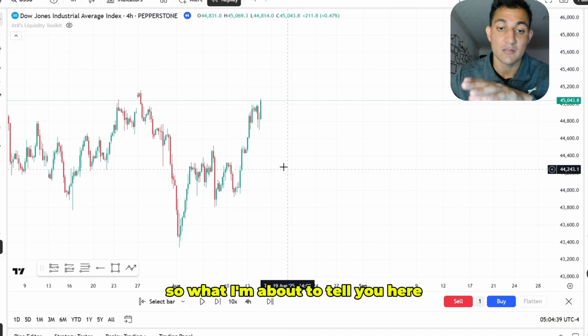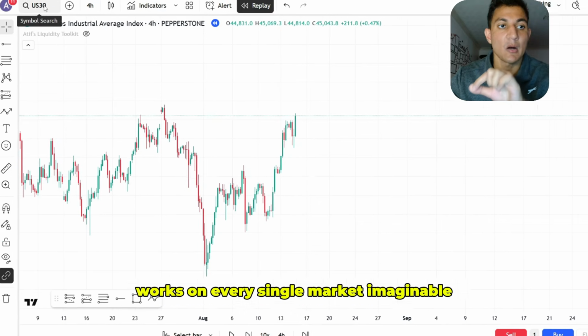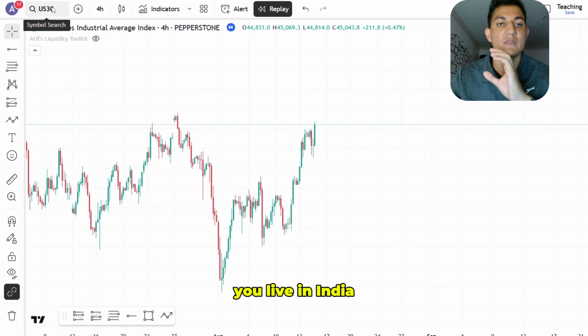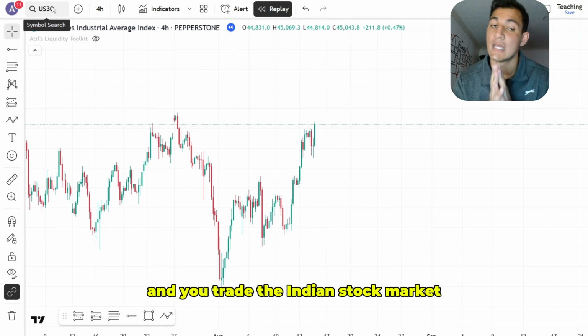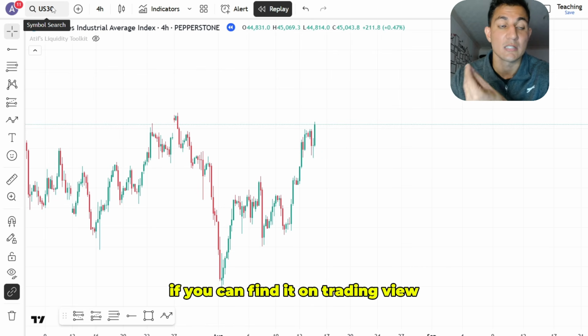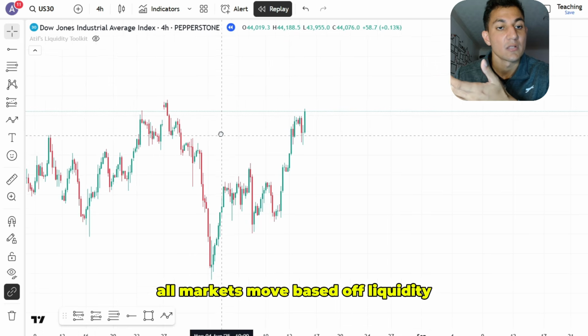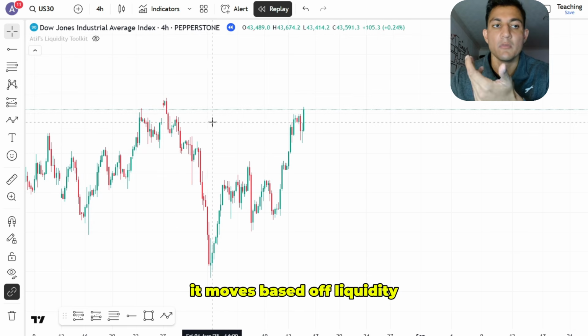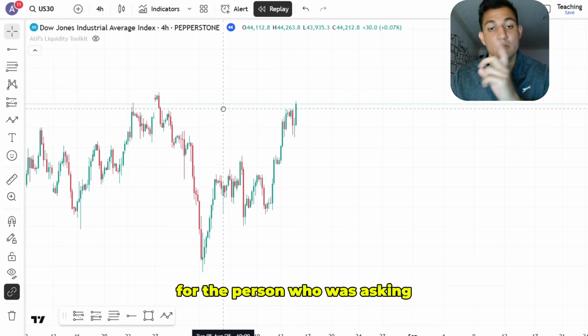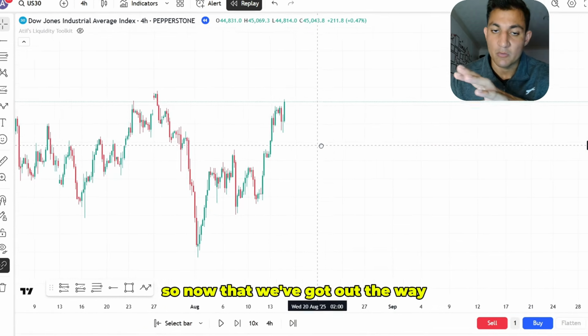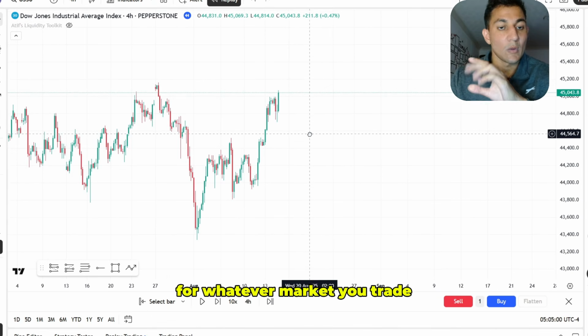So what I'm about to tell you here works on every single market imaginable. It doesn't matter whether you live in India and you trade the Indian stock market, it's going to work, right? If you can find it on TradingView, this will work because like I said, all markets move based off liquidity. If it's listed on an exchange, it moves based off liquidity, even penny stocks for the person who was asking.